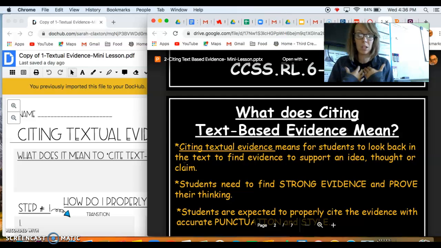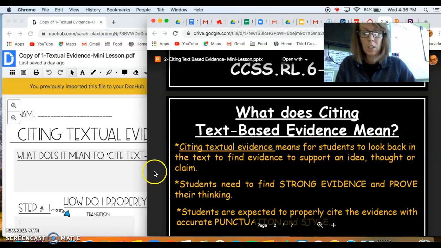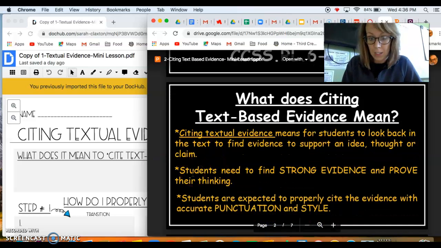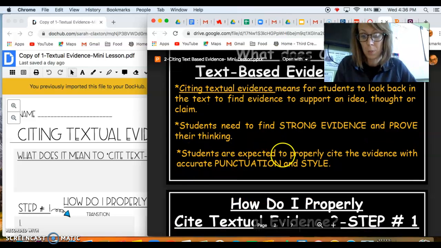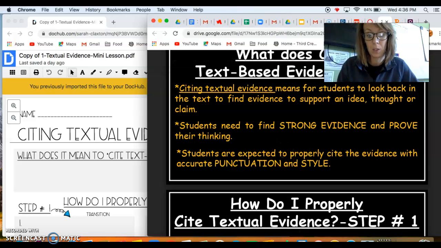It's more than I'm just going to write my own thoughts. It's actually I'm going to find text to support my thoughts. Students need to find strong evidence and prove their thinking, which is another reason why we cite evidence. Students are expected to properly cite the evidence with accurate punctuation and style.